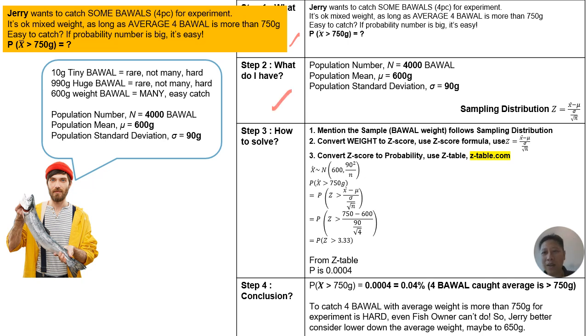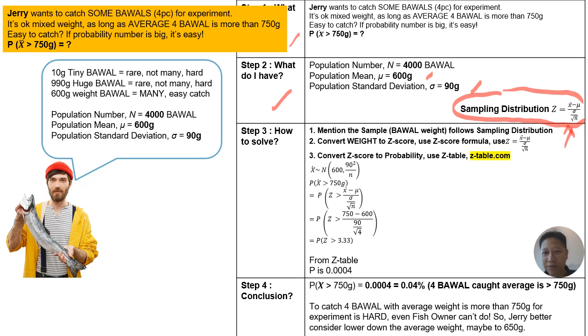Step 2, what do we have? We have the same information: the population mean is 600 grams, the population standard deviation is 90 grams. Because for this problem we want to find the sample average, our problem falls under the sampling distribution model, which means we're going to use the formula here.